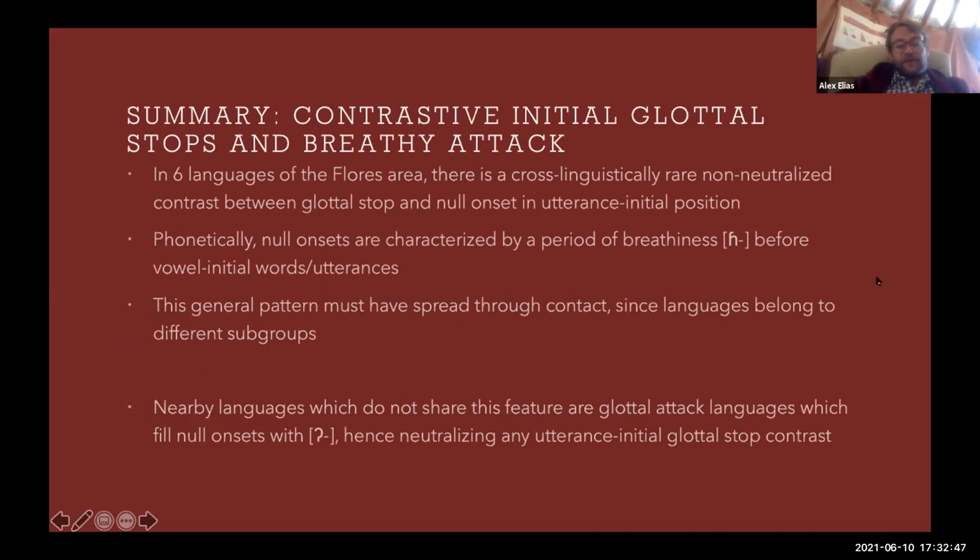So that's the phenomenon. In these 6 languages, there's this cross-linguistically rare, non-neutralized contrast between glottal stop and null onset. These null onsets are characterized by a period of breathiness, and this general pattern cannot be due to inheritance because the languages belong to various subgroups, which are not all affected, and it must have spread through contact. Furthermore, the other languages of the area are glottal attack languages. Okay, so far so good.